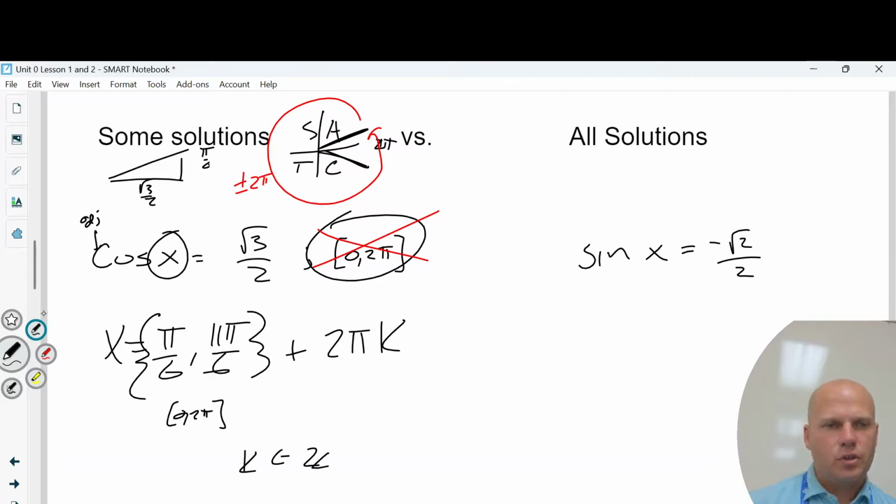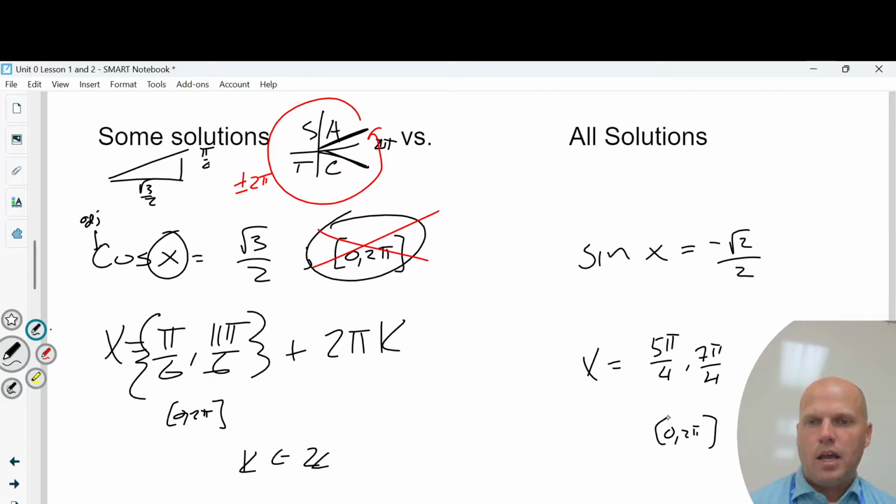All the solutions. So for sine x equals negative root 2 over 2, I would say we have 5 pi over 4 and 7 pi over 4. These are the solutions from 0 to 2 pi. And then if I add 2 pi k, where k belongs to the integers, we would have all of our possible solutions.